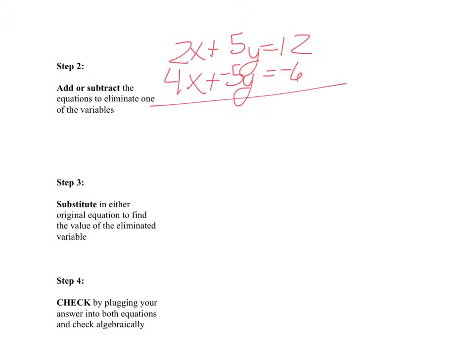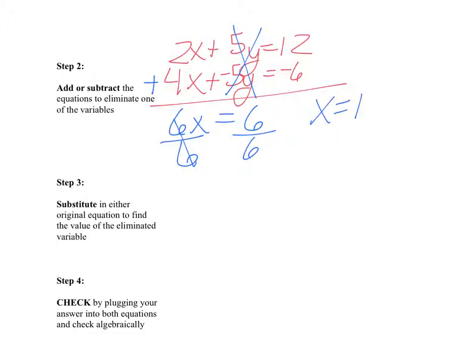So I have 2x plus 5y equaling 12, and I'm going to end up with positive 4x plus negative 5y equaling negative 6. The 5y's cancel each other out, and I add. 2 plus 4 is 6x. 12 plus negative 6 is positive 6. Divide each side by 6 to get x by itself, and I get x equaling 1.